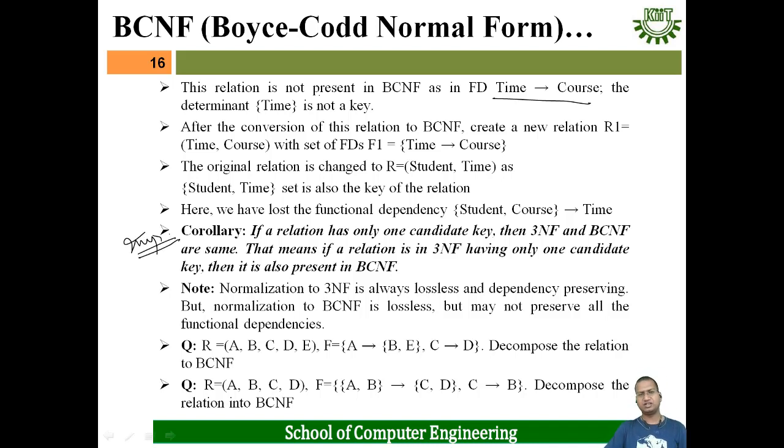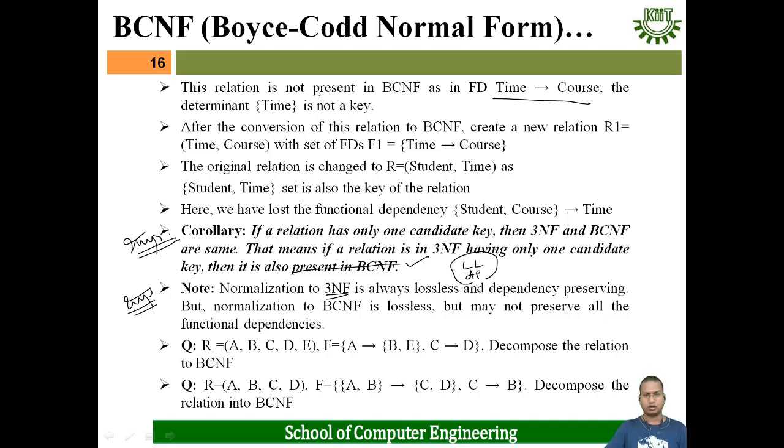That's why this is very, very important. If a relation has only one candidate key, then 3NF and BCNF are the same. That means if a relation is in 3NF and has only one candidate key, then it is also in BCNF. And another important thing is that normalization to 3NF is always lossless and dependency preserving. Whenever a relation is in 3NF, it is always lossless and dependency preserving.